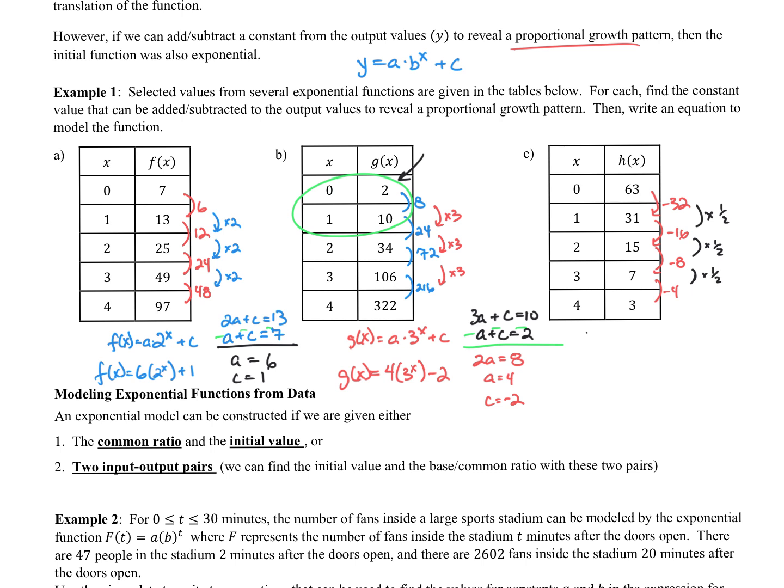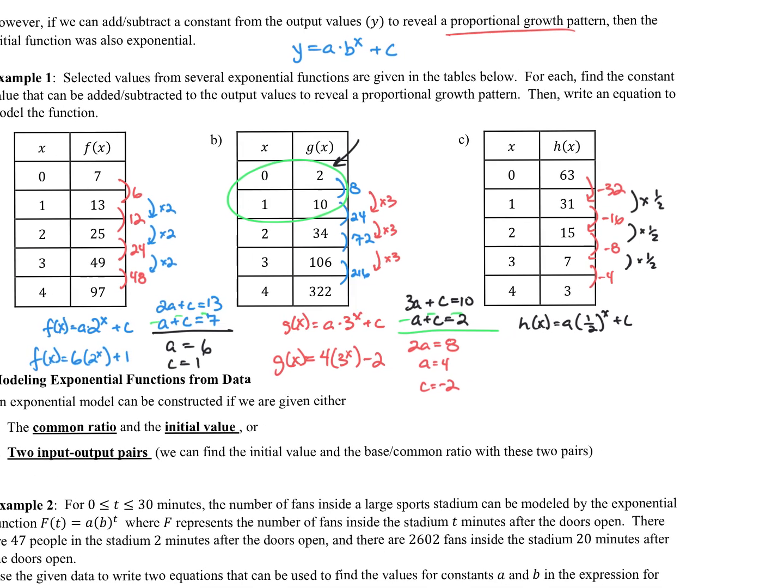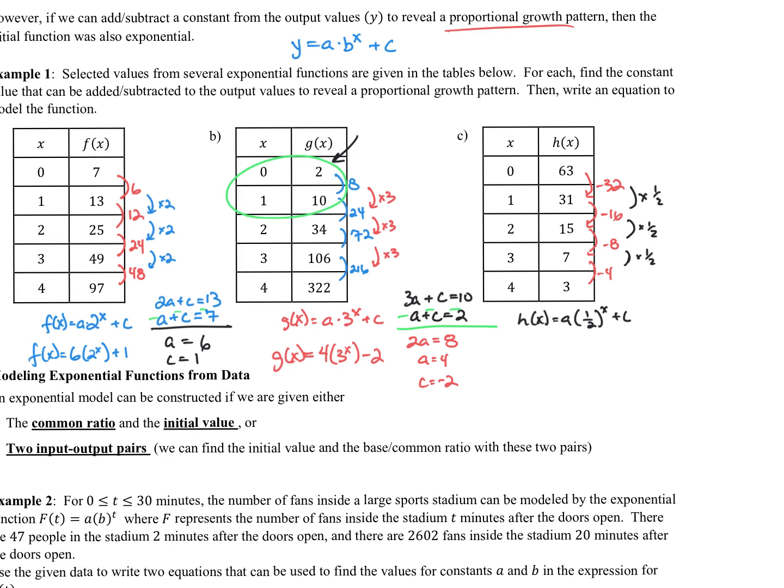All right. And so now what's my B? 1/2. So now I end up having H of X. I don't know my A yet. And then I have 1/2 to the power of X plus C. Right? Pretty good so far. Okay. So now I'm going to look at my ordered pairs. So when I substitute in 0, what happens? I'm just left with what? 1. So now I have 1A plus C, which is equal to what?